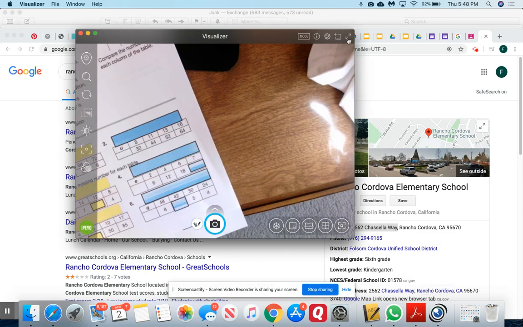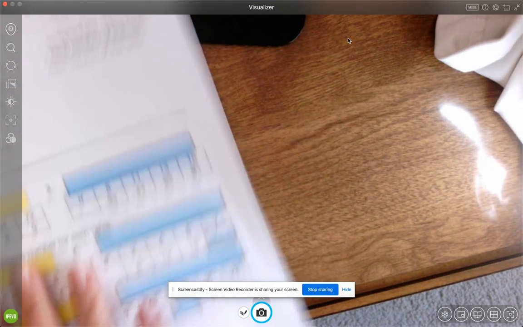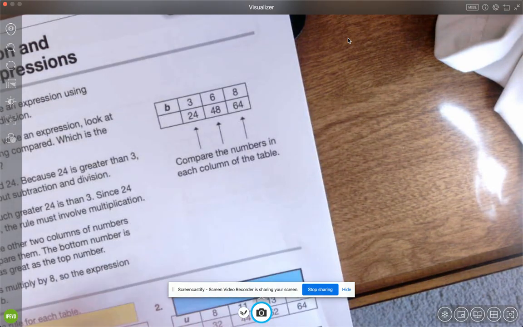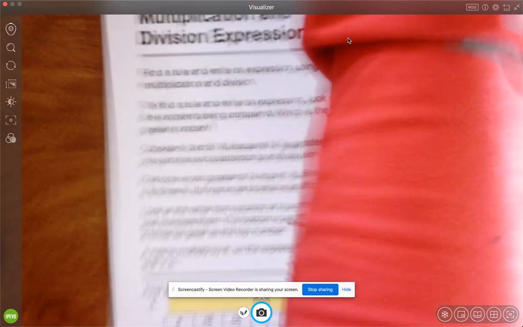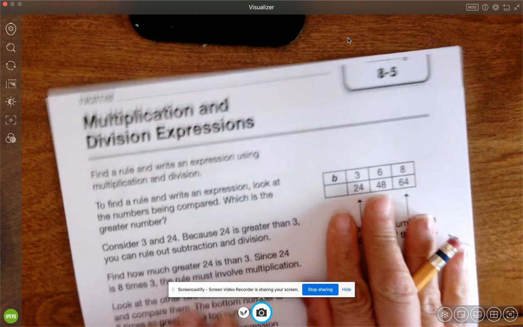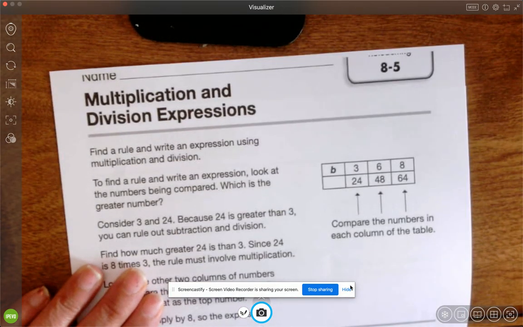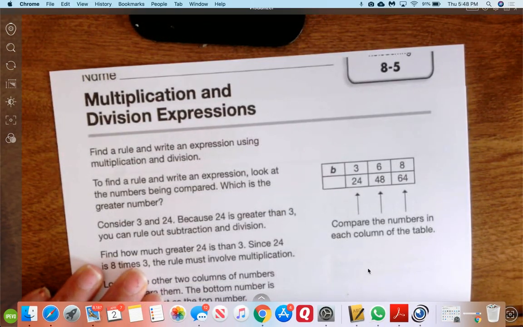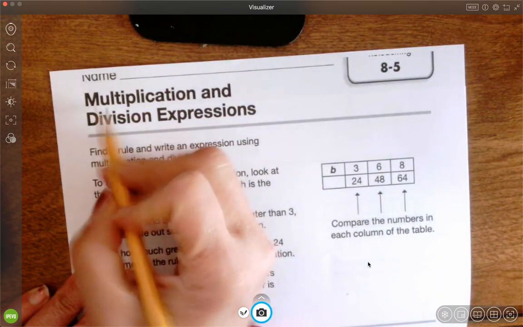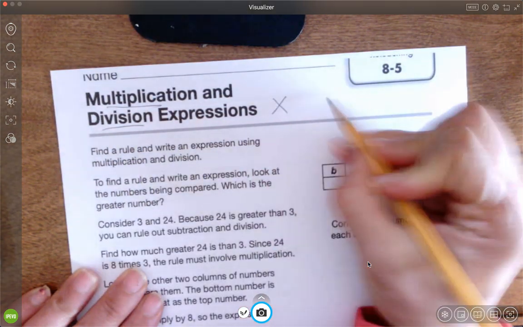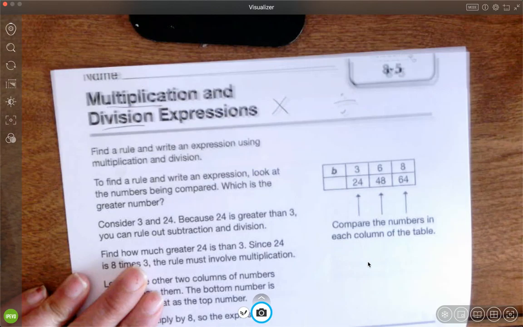Okay, welcome to our math lesson for today. Yesterday we did addition and subtraction expressions. Today we're doing multiplication and division expressions. So just to remind you, today the rules will all have multiplication and division in them. So you're either going to be multiplying or dividing for the rule.